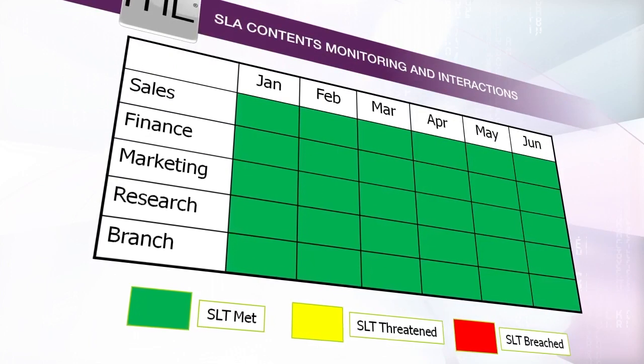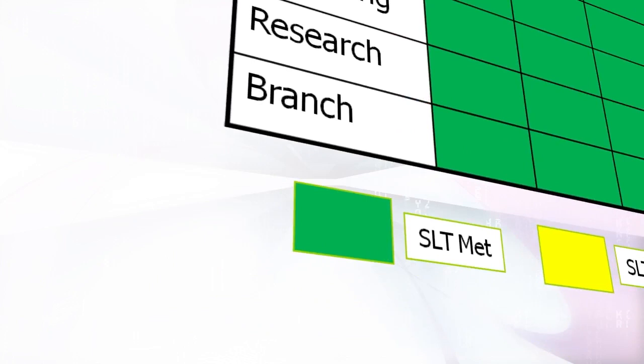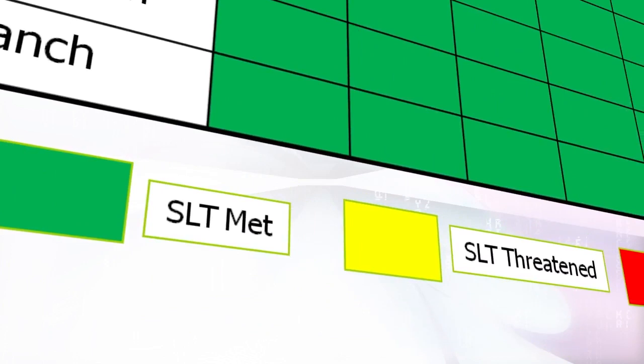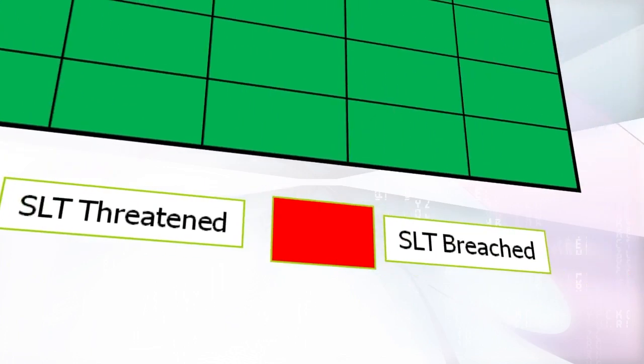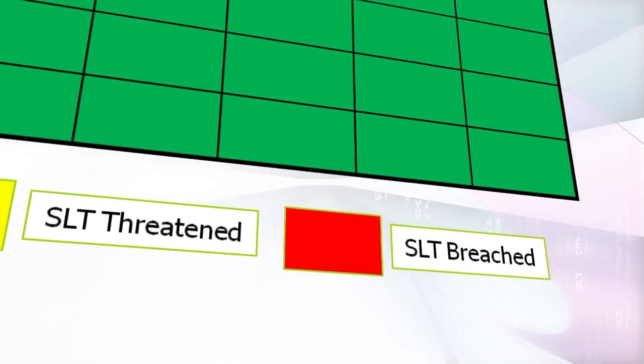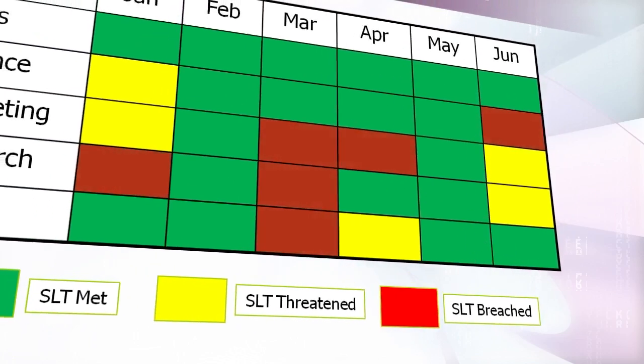These are most effective if colour-coded. Green, to show SLAs that are operating within agreed targets. Amber, to demonstrate where challenges have occurred, yet the SLA is still intact, just. Finally, red, to show where service-level targets have been breached. These SLAM charts are also referred to as RAG charts.